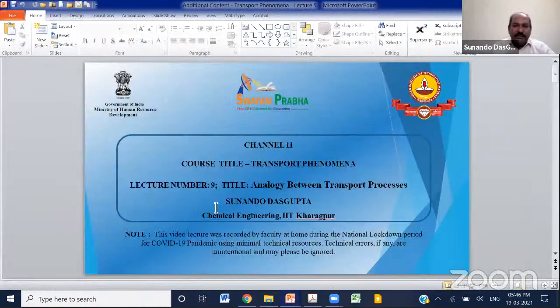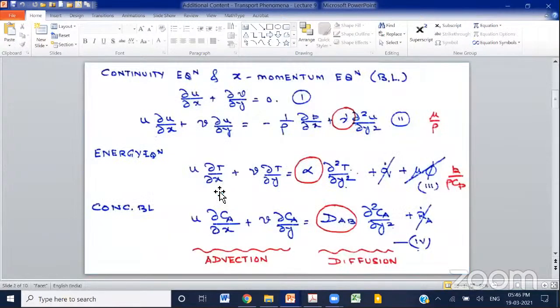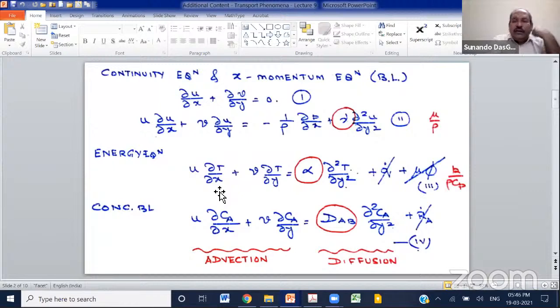All right. So the last one I would like to talk about is the analogy between transport processes. This is a topic which essentially gives you the overall story, the main part of the story of transport phenomena. Because when we start this course, it's difficult to see the correlation between three seemingly different processes. What is the common thread between momentum transfer, heat transfer, and mass transfer?